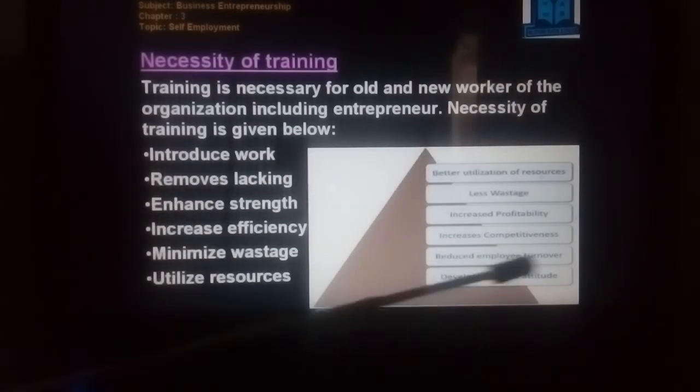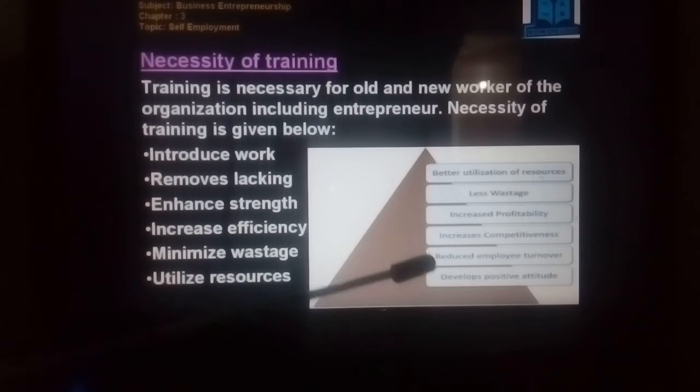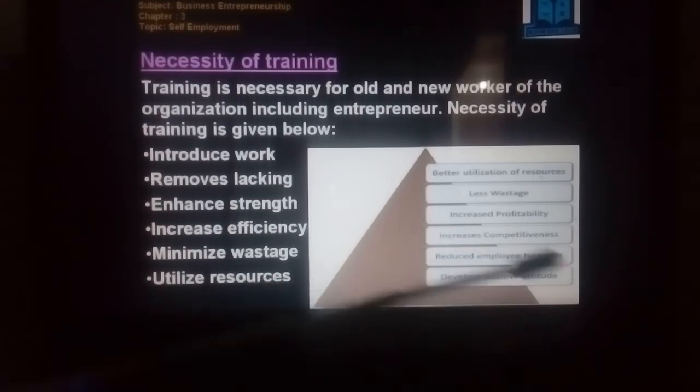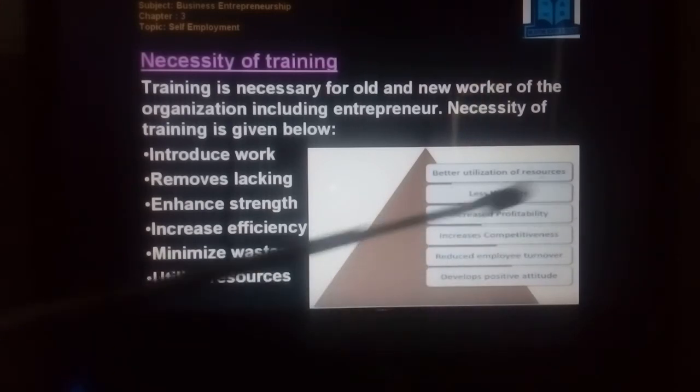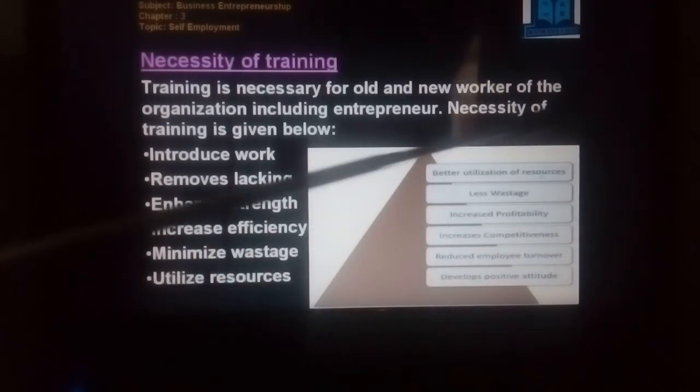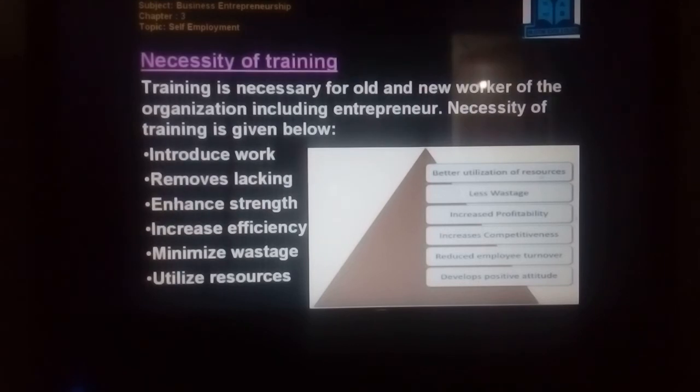Number 1, develops positive attitude. Number 2, reduces employee turnover. Number 3, increases competitiveness. Number 4, increased profitability. Number 5, less wastage. Number 6, better utilization of resources.